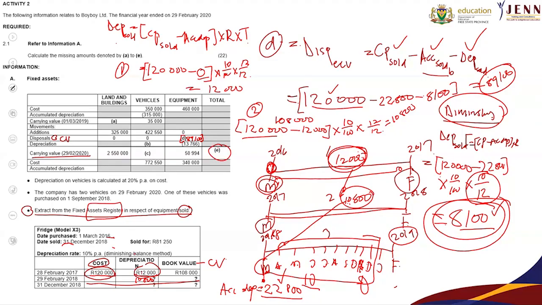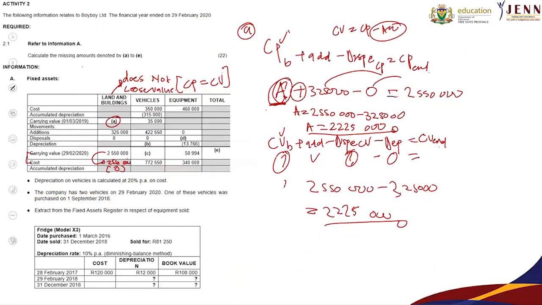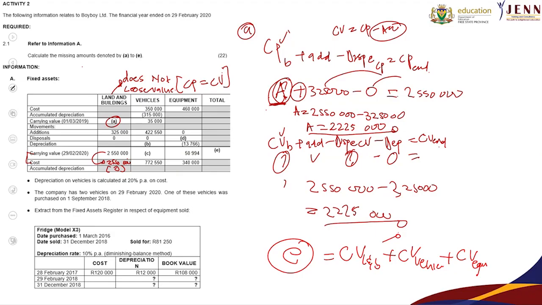For E, I did not give you the formula. I'm looking for carrying values at this point. Right? Now, what is the carrying value at that point? We need to identify that. For E, we are going to say, let me go back and see. For E, we are going to say carrying value of land and building plus carrying value of vehicles plus carrying value of equipment at the end of the year.